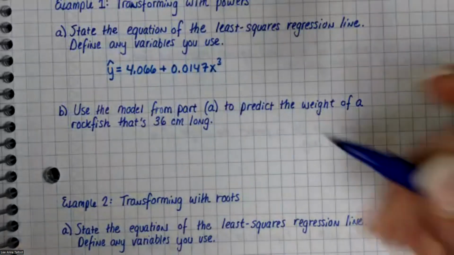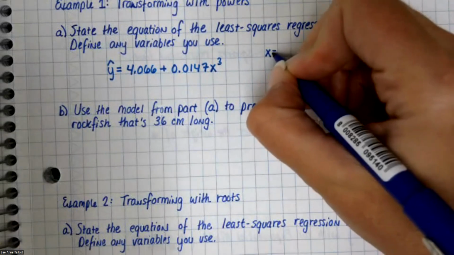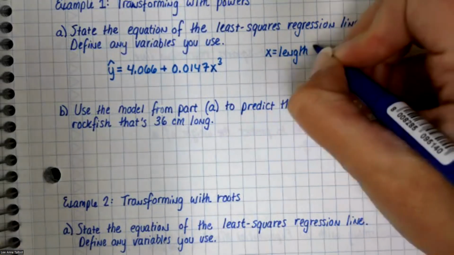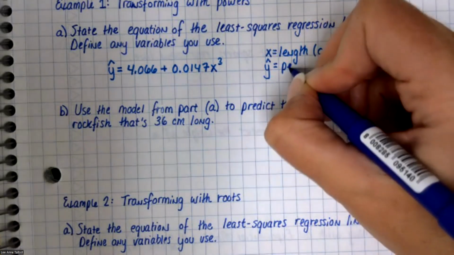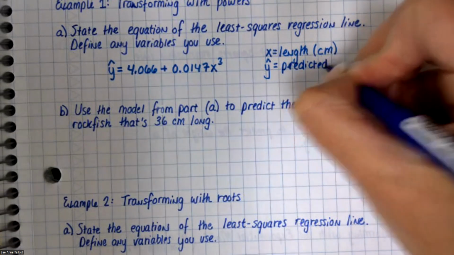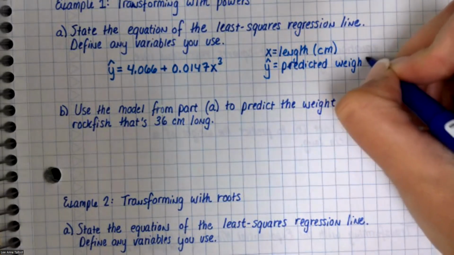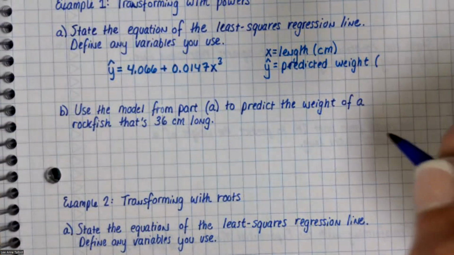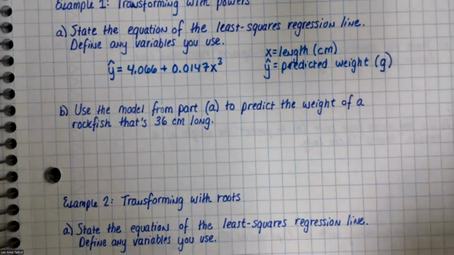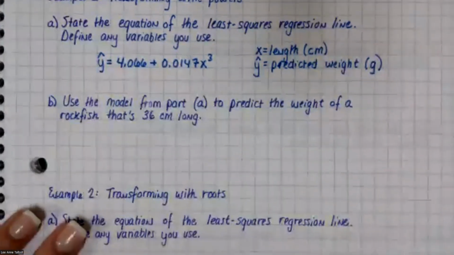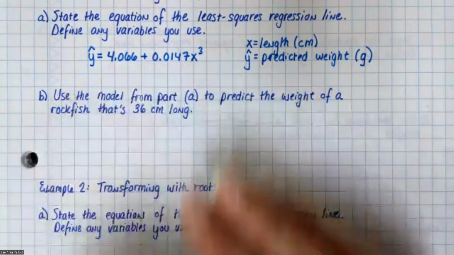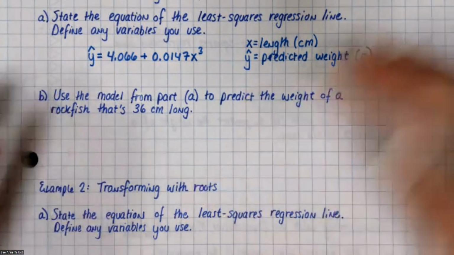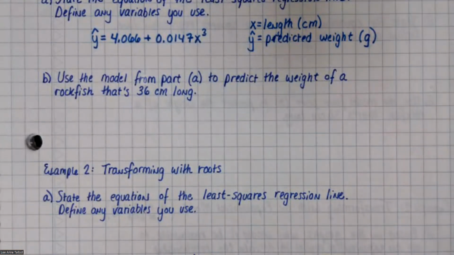Okay, now it says define any variables you use. So x equals length in centimeters, and y hat equals predicted weight in something. Grams? Okay, any questions about how I got this? Okay, can you guys take a minute to write this next step, please?